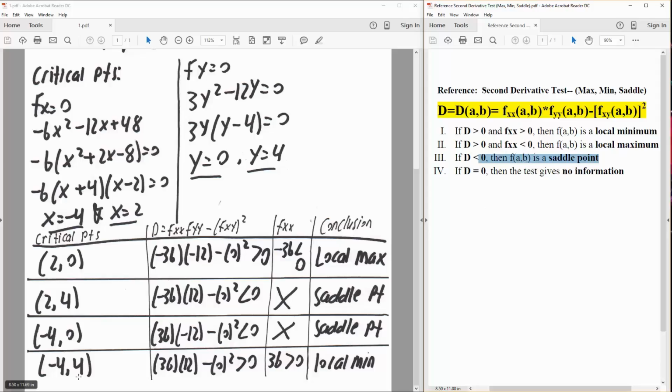Lastly, we do (negative 4, 4), and when we do that, we would get 36 times 12, so D is greater than 0, and our fxx value is 36, so greater than 0, and so what we will have is a local minimum. And that's all we need to do for this type of problem.